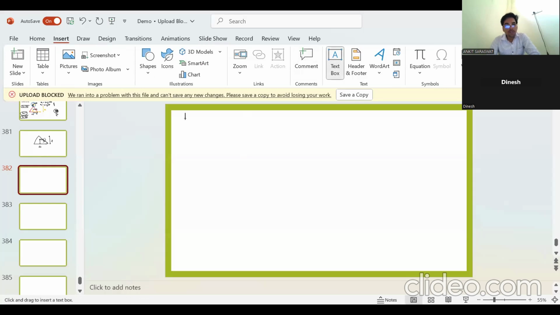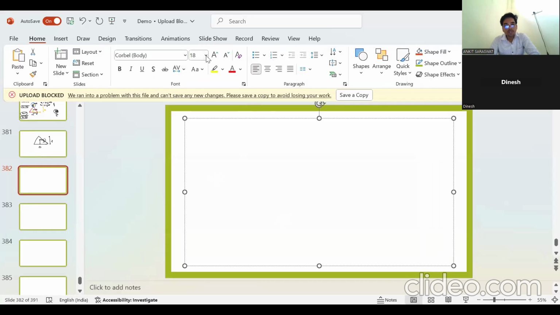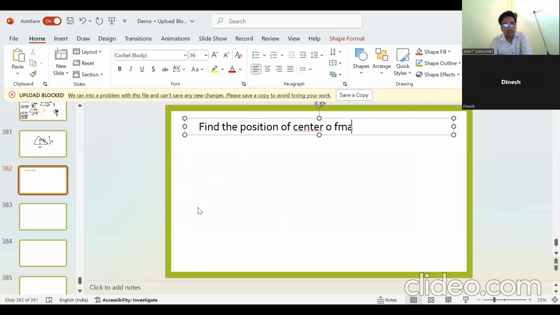Question is: find the position of center of mass from point O, assuming the density of solid cone is three times the density of solid hemisphere.